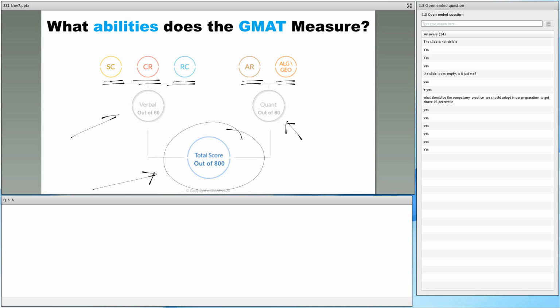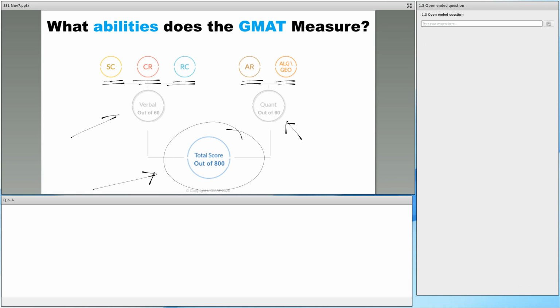The first 10 are important, but it's not that you can't come back from it. But by the way, if you are a 90th percentile student, you're not going to make mistakes in a medium difficulty question. That's kind of the definition of being a 90th percentile student.